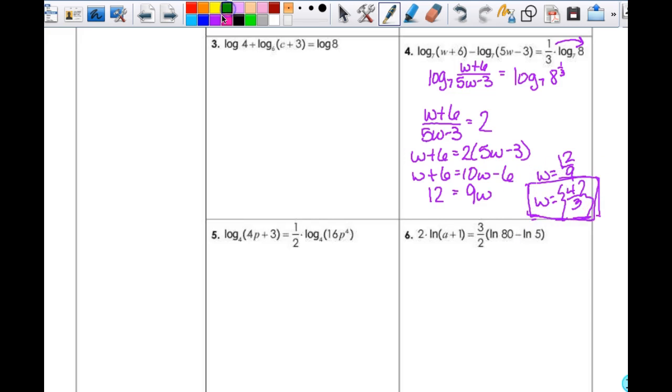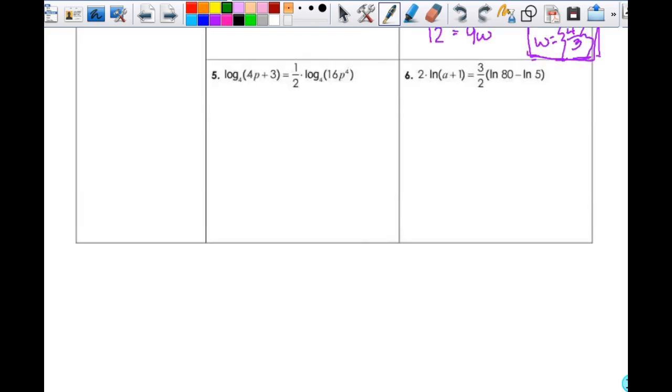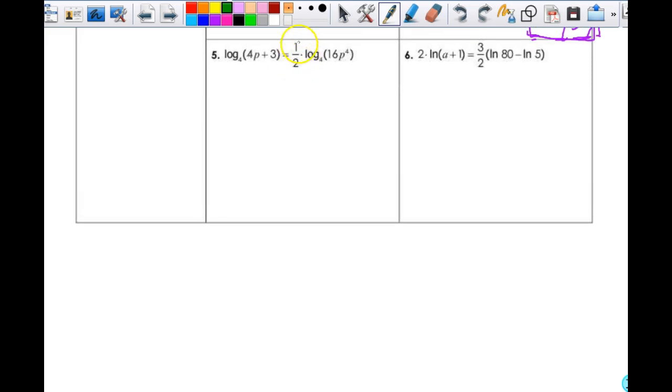All right. Any questions? All right, let's look at number 5. Do I need to do any condensing before I take it out of the logs? Yes, because I got to take care of this 1/2, right? So the left-hand side's fine. I'm going to leave it as log base 4 of 4p plus 3 equals log base 4 of 16p to the 4th to the 1/2 power. Right? So now I have a single log on both sides. Even though I haven't cleaned up the stuff on the inside, it's fine. I can go ahead and take it out of the log, right?